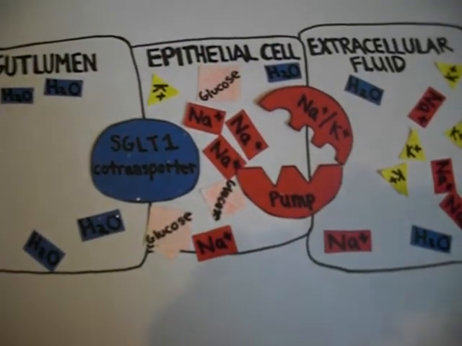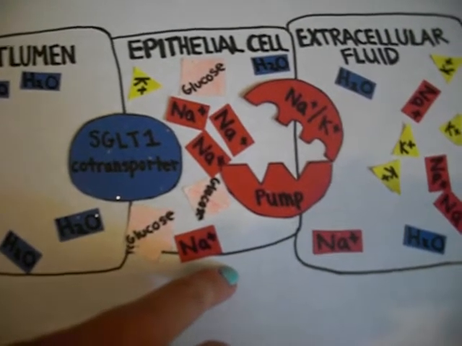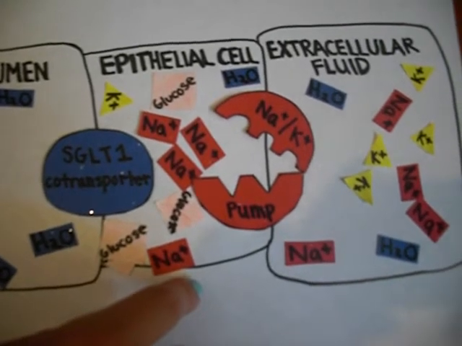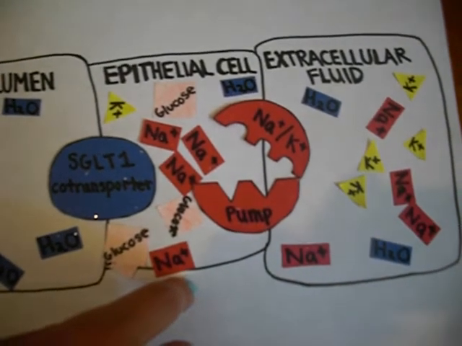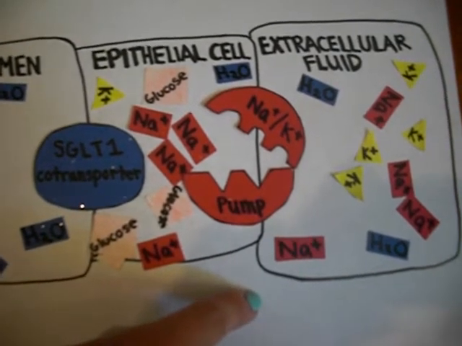Now, the epithelial cell has a high concentration of solutes from the sodium and glucose molecules that were co-transported in. For the SGLT1 cotransporter to continue its cycle, the epithelial cell must maintain a low concentration of sodium. So the sodium-potassium pump helps to regulate that.